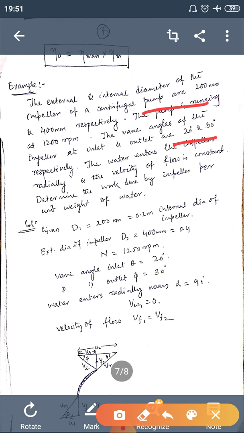Solution. Given data: d1 is equal to 200 millimeter, the internal diameter of the impeller; d2 is the external diameter, equal to 0.4 meter; N is the revolution, which is 1200 rpm; vane angle theta is equal to the inlet angle 20 degrees, phi is equal to 30 degrees. Theta and phi are in the velocity triangle. Water enters radially means alpha is equal to 90 degrees, so Vw1 is equal to 0. Velocity of flow Vf1 is equal to Vf2. This is the velocity triangle.